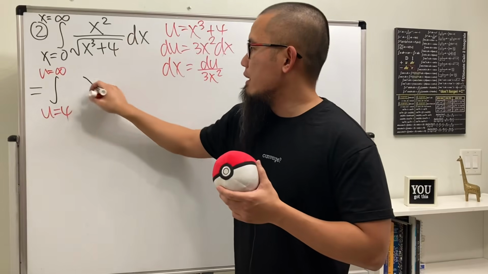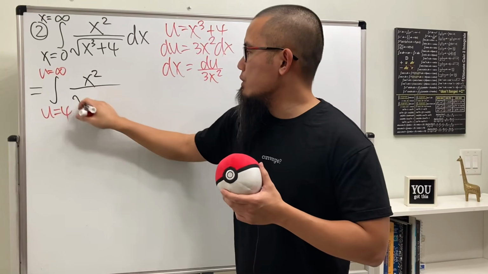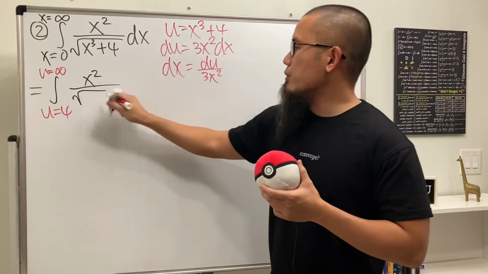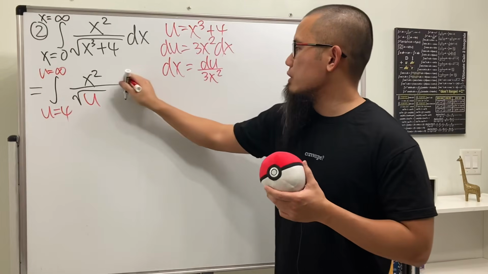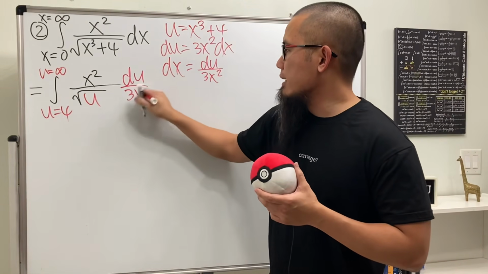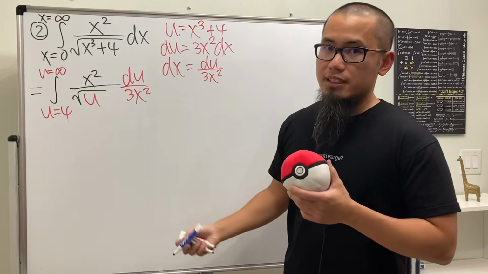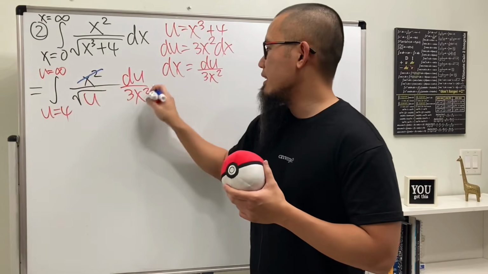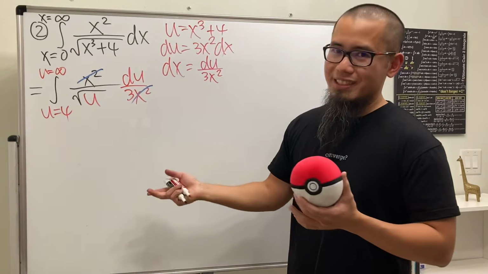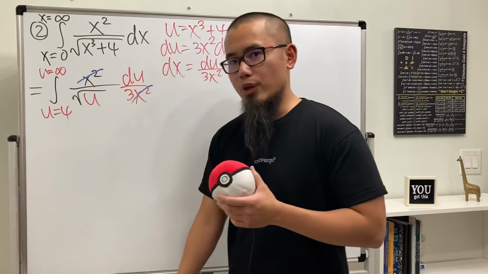And then here we have x squared over the square root, and this is the u, and then dx is that, which is du over 3x squared. And this is pretty nice, very nice. This and that cancel, so we can just deal with this, right? And we'll finish everything in the u world.